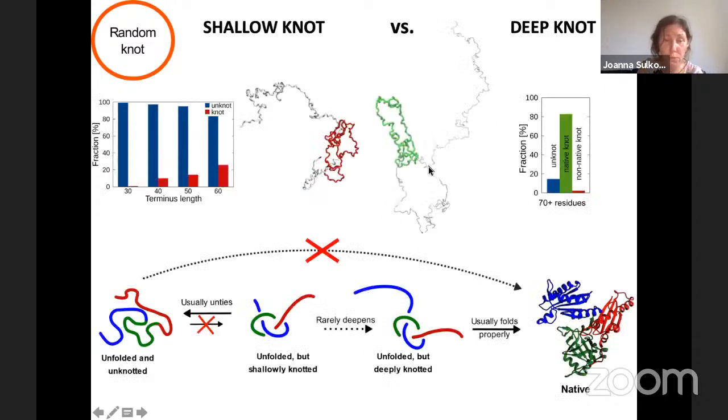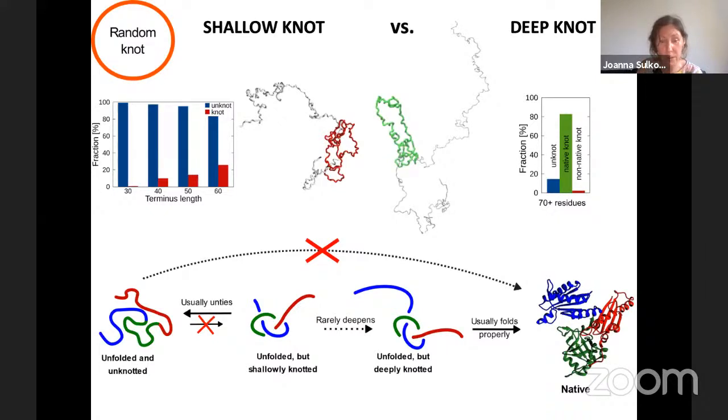And what we found out is that we almost never observed that if you make a shallow knot, this knot will move along the chain, even at very high temperature, to the native position. So making shallow knots is not sufficient to lead the protein to the native knotted conformation. However, if you start with a deep knot, almost in the native position, then you can probably fold the protein.